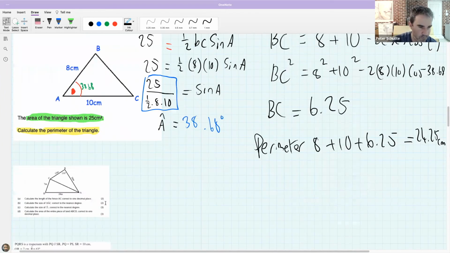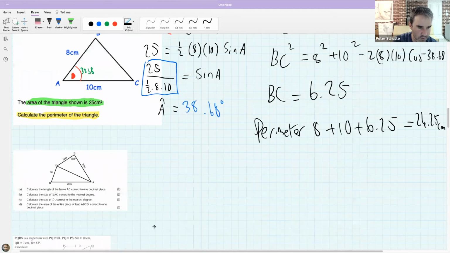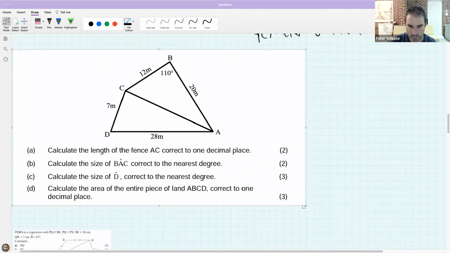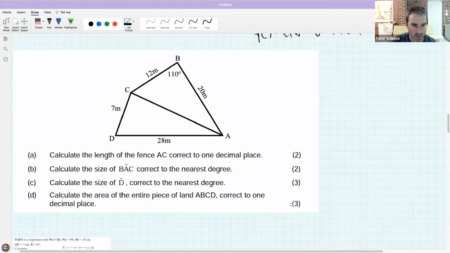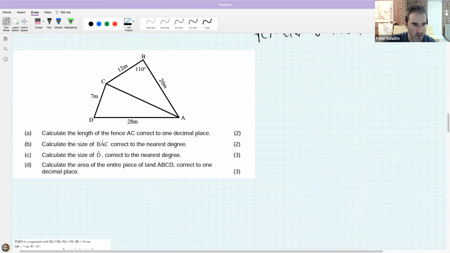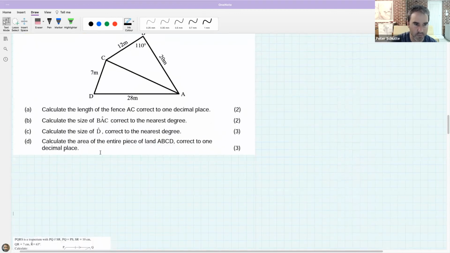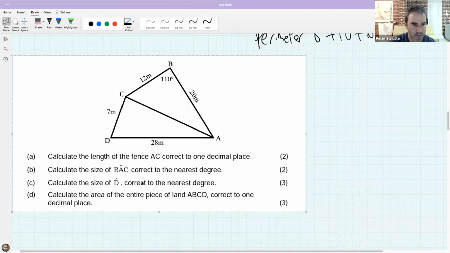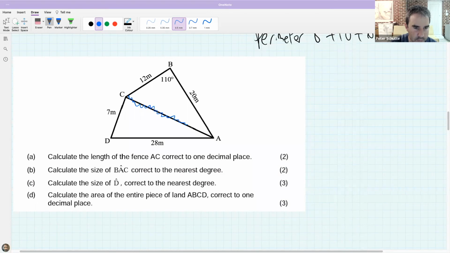So what you're going to do is answer this question for me. Let's make it a little bit smaller. Step 1, let's do A together. Calculate the length of fence AC correct to 1 decimal place. That is question 1, and this is from an old exam. You can see the mark allocation.